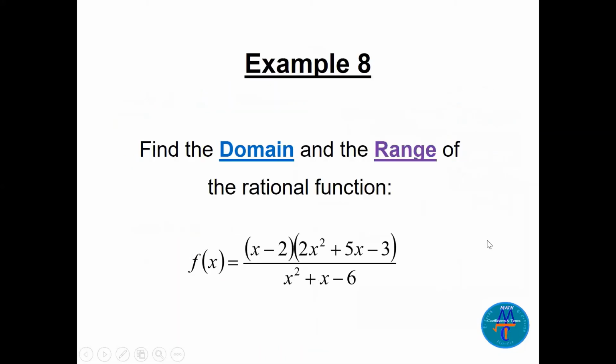Now, let's find the domain and the range of the rational function. This is a big rational function. So when you see a rational function, it's easier, good advice, that you factor up and down to check if there is any cancellation. That means a missing point or hole.